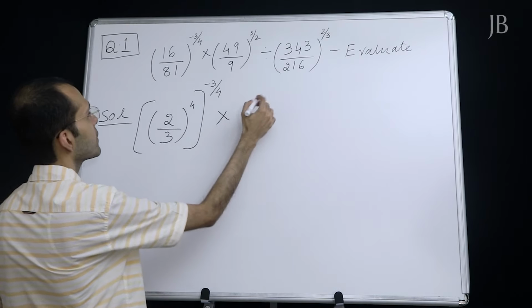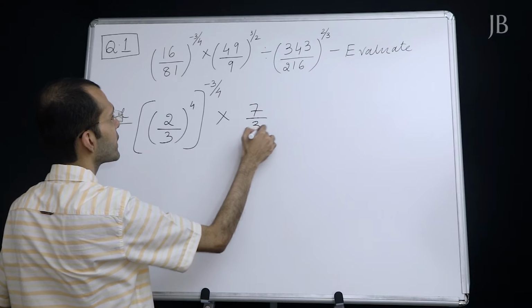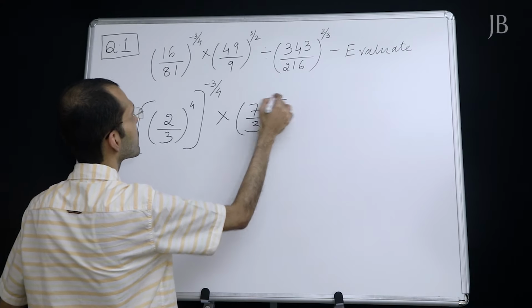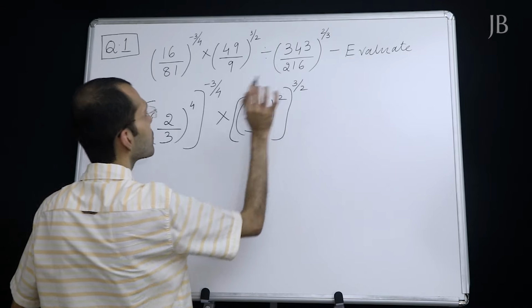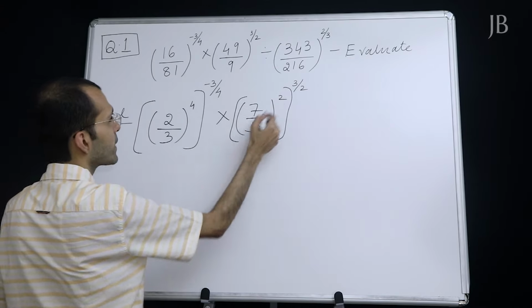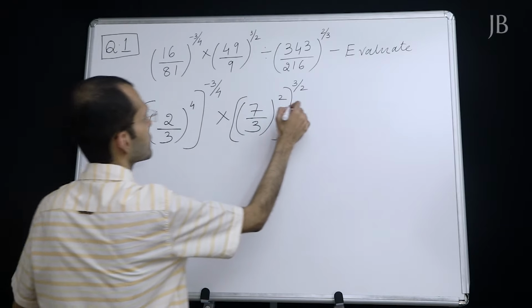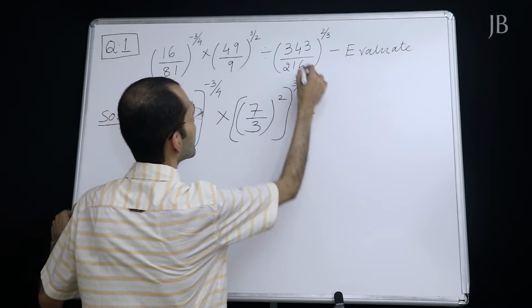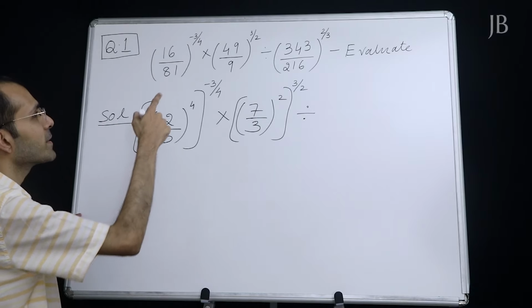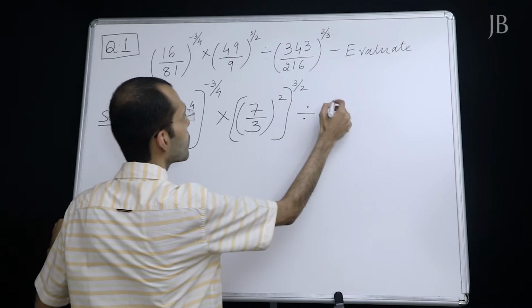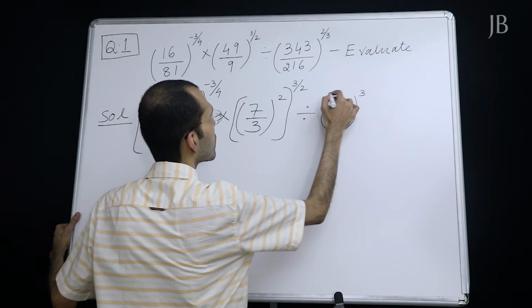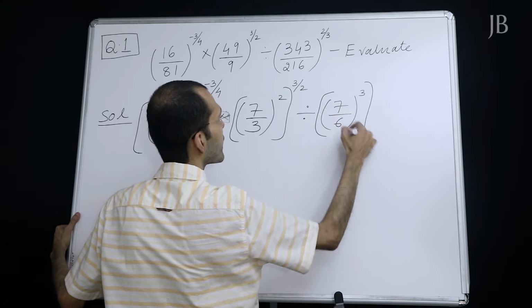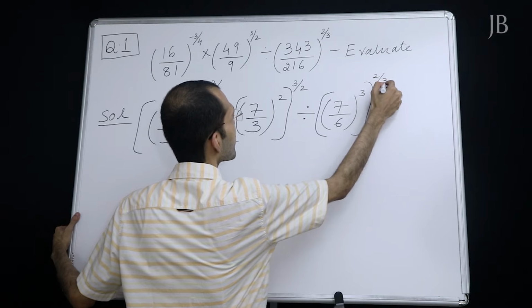Coming to the next term, this can be safely written as 7 by 3 the whole square, the full thing raised to 3 by 2. 7 square is 49, 3 square is 9. Okay. See, the 343 is easily recognizable, and 216 also. This is 7 by 6 the whole cube raised to 2 by 3.